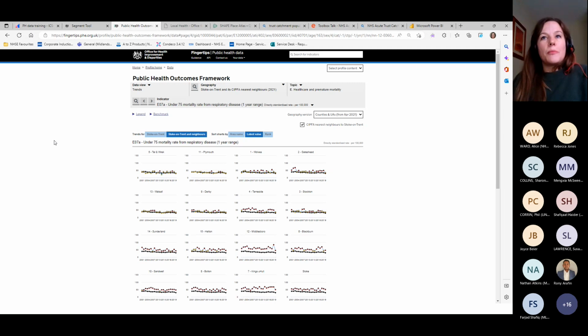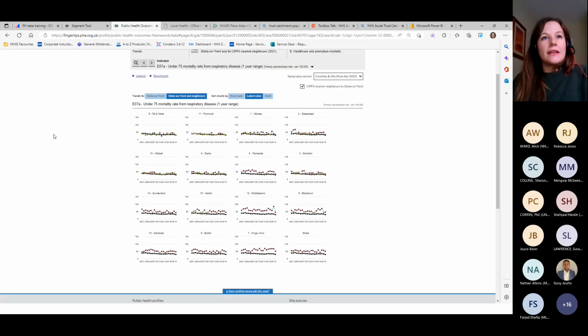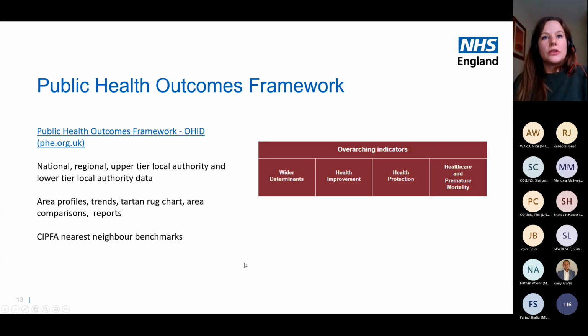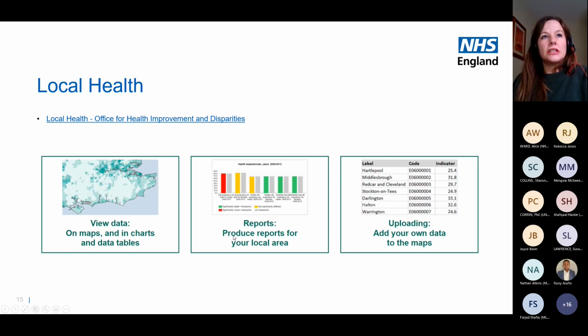So that's how you can compare to similar neighbours in FOF. Now I'll go back to the presentation. And the third tool that I'm going to talk you through is Local Health. Again, here is the link to that. There are 3 main functions of this tool, and I'll show you the mapping one, focusing on that.